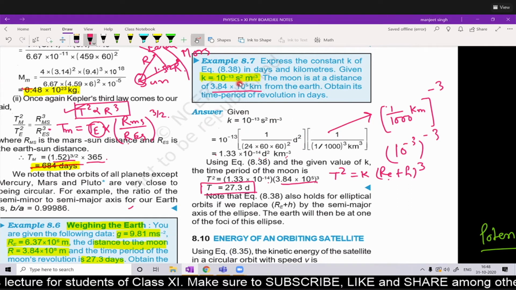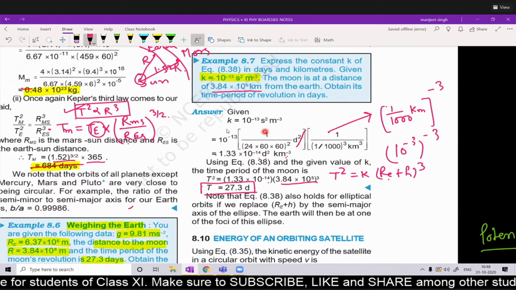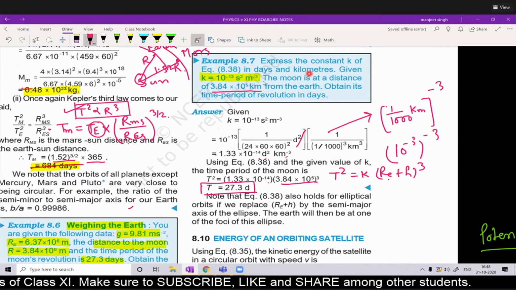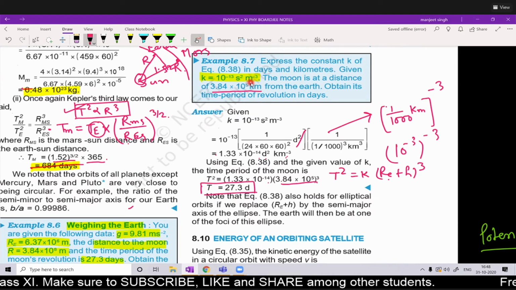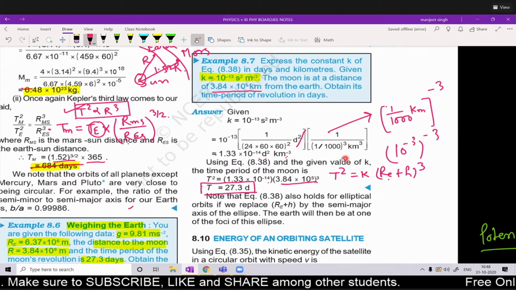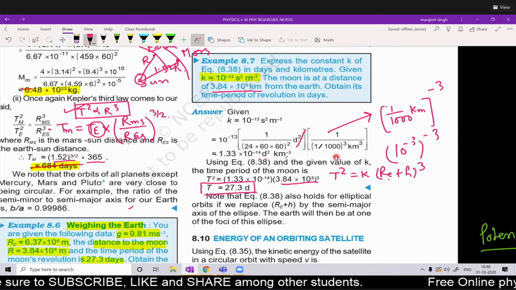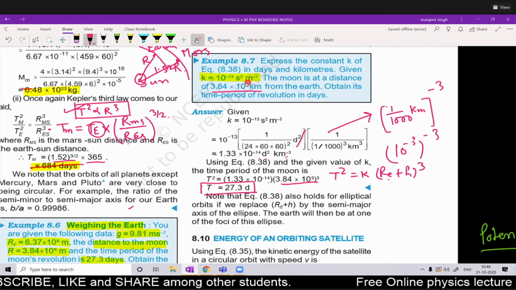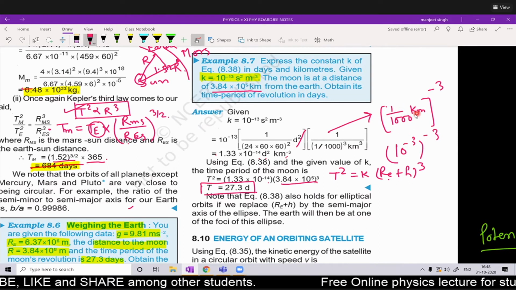Instead of second, it comes days here. Now let us see the second factor, meter is here, and we have to convert into kilometer. Meter to the power minus 3. So to convert meter into kilometer, meter is there, so we will write 1 by 1000 kilometers.